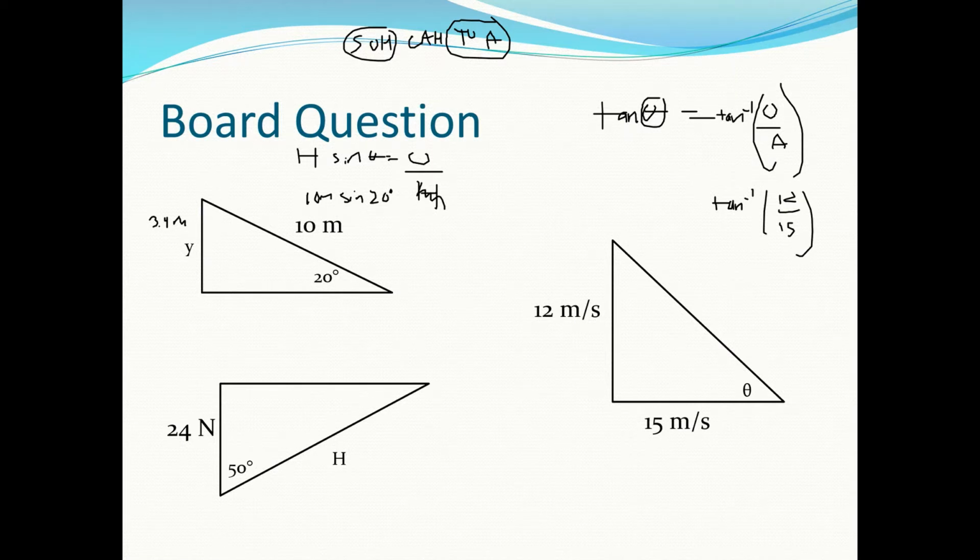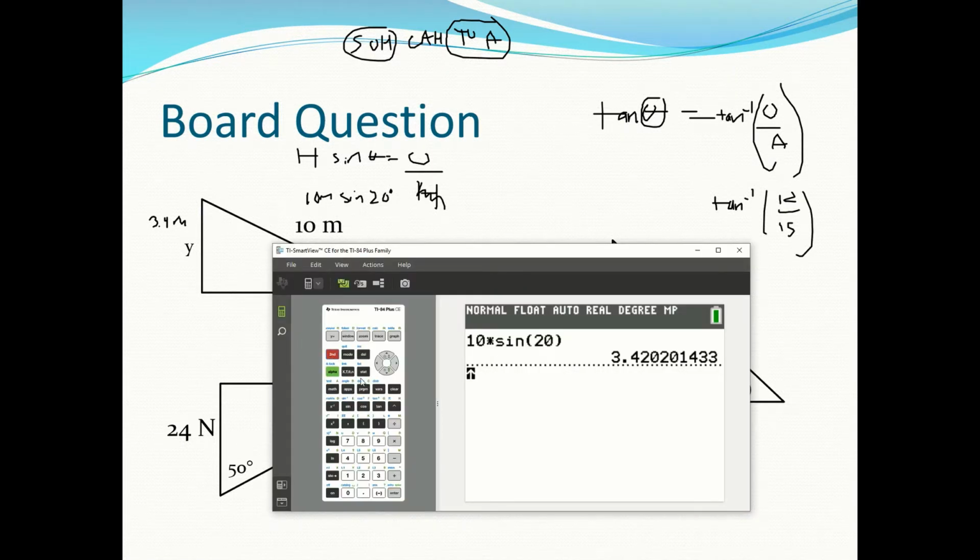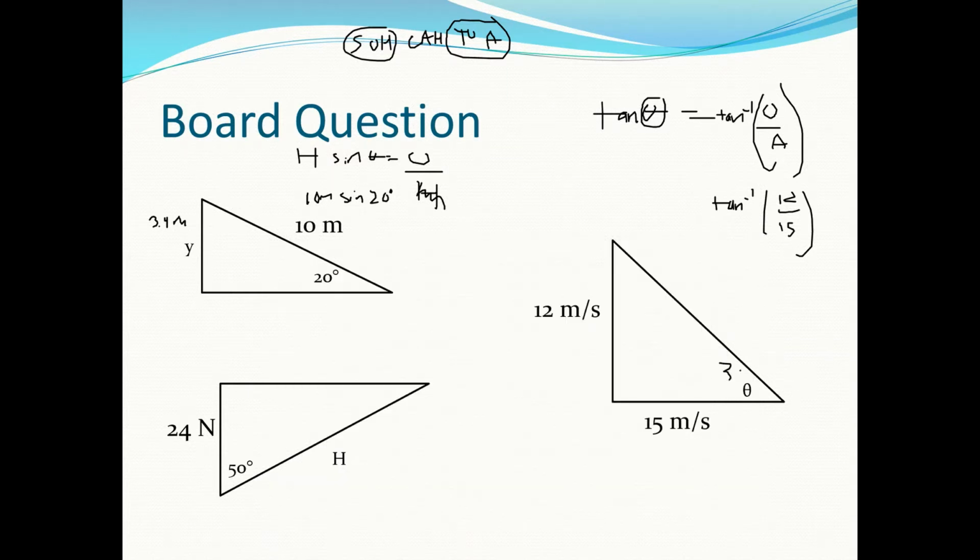And my answer would be 38.65 with 2 sig digs, so 39 degrees. And this last one, we have adjacent and hypotenuse.